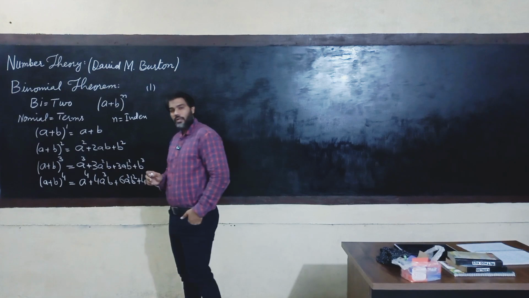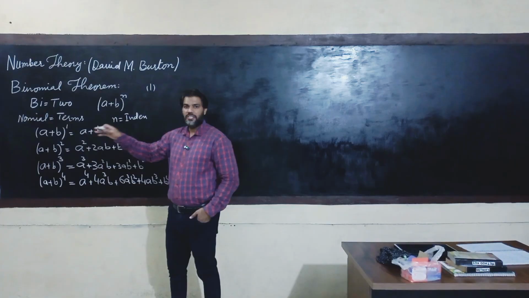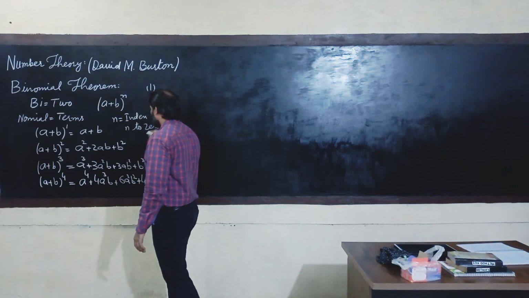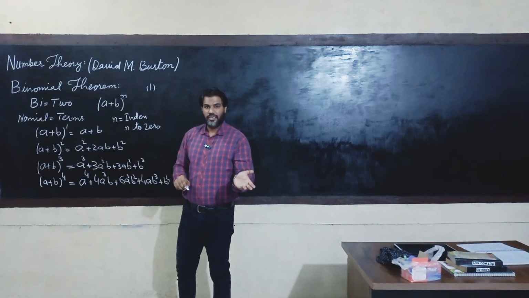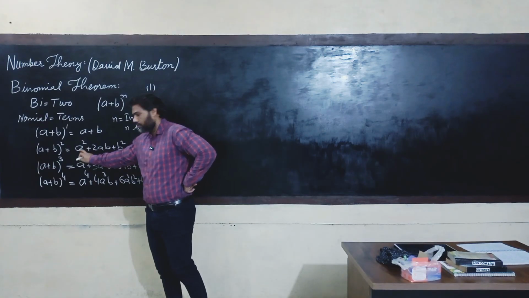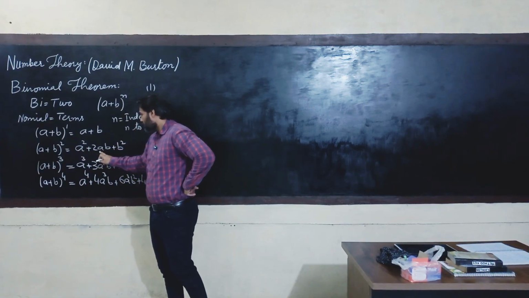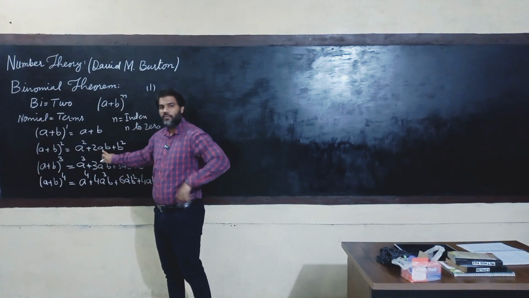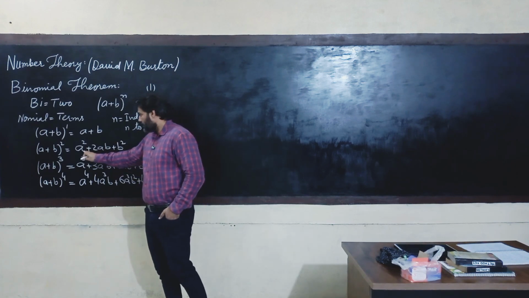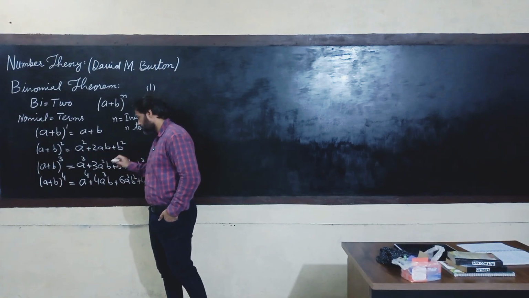The second thing you observe is that the exponent of the first term a decreases from n to 0, while the exponent of the second term b increases from 0 to n. Here the power of a, the first term, is 2, which is equal to the index. In the second term, the power of a is 1, and lastly the power of a is 0. On the other hand, the power of b is 0, then 1, and then 2.